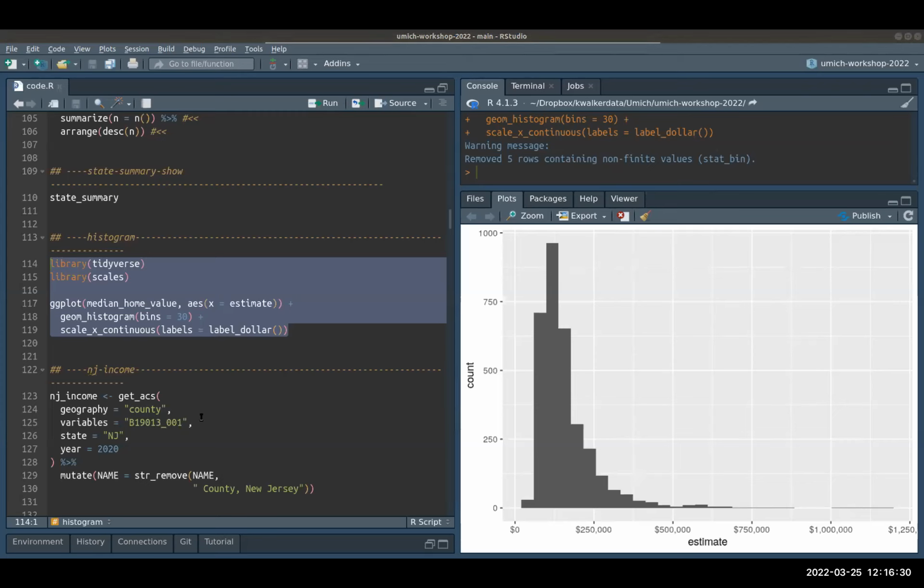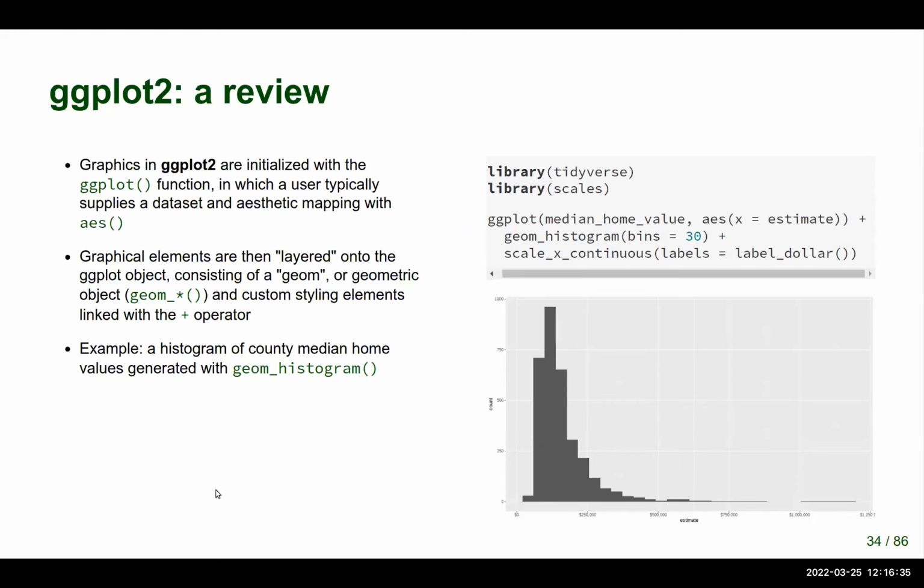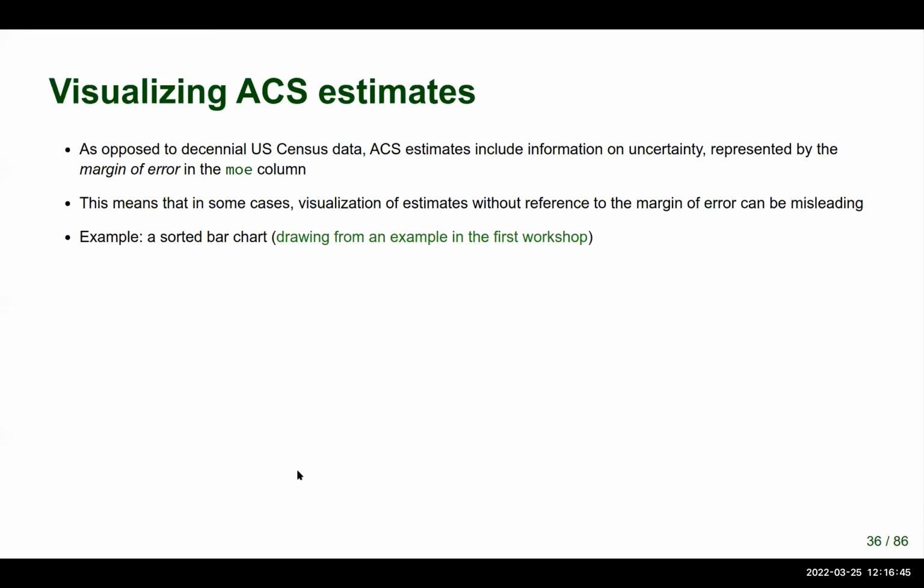So what we're going to be going through is 3 different scenarios, if you will, for data visualization. The first one covers visualizing margins of error. So in the ACS, as we've discussed extensively to this point and will continue to discuss extensively, ACS estimates include information on uncertainty. So we have in the data that's returned by default in tidycensus the ACS estimate in the estimate column, and its associated margin of error in the MOE column.